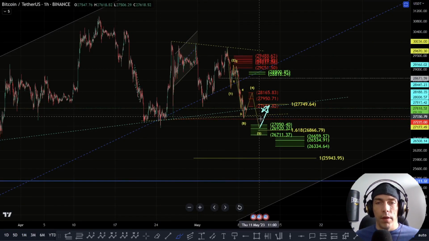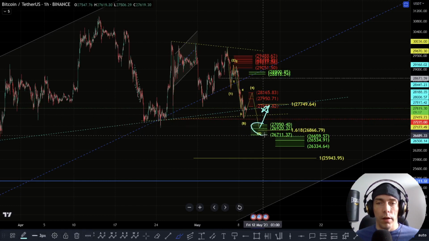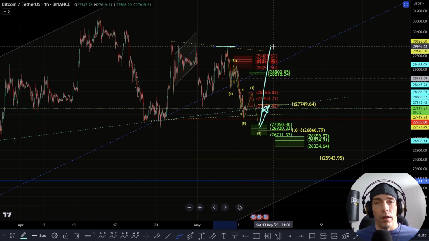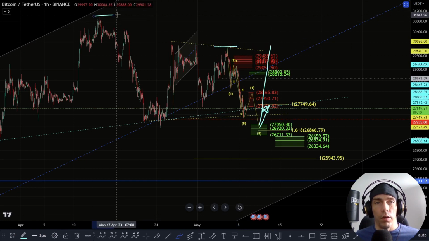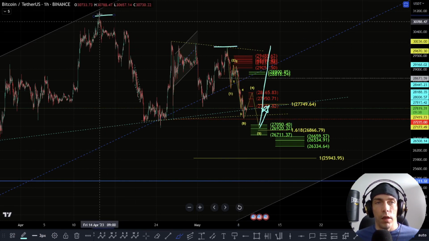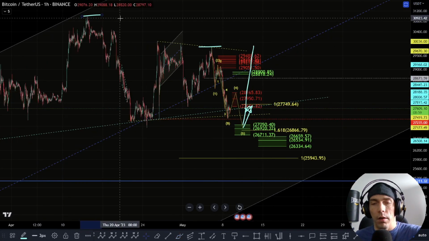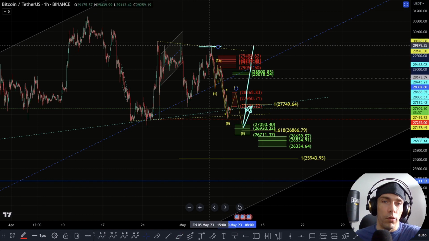So this would be the key. What we want to see, if this is a low that comes in here, is actually a move back above these highs, and then actually looking to take out the beginning of this move as well, which is sitting here at this 31,000 zone. So we need to get back above that, to look for that continuation.